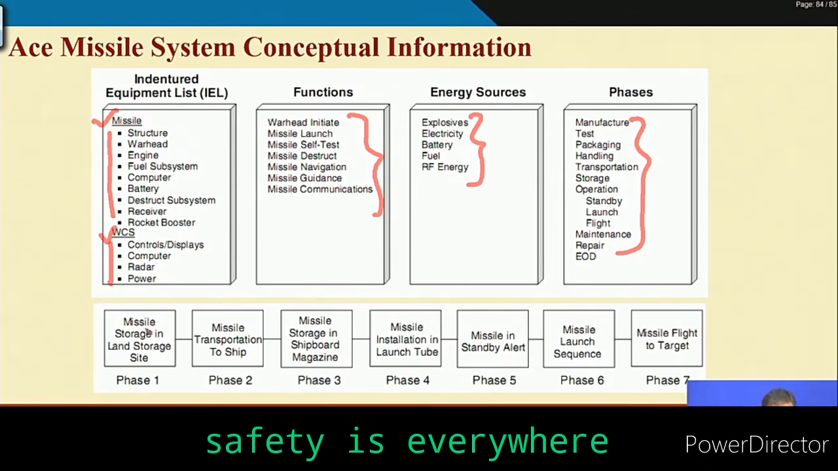So, missile launch phases: missile storage in land storage site, missile transportation to ship, missile storage in shipboard magazine, missile installation in launch tube, missile in standby alert, missile launch sequence, missile flight to target. These are the different phases. How the PHL is used, I am showing you.